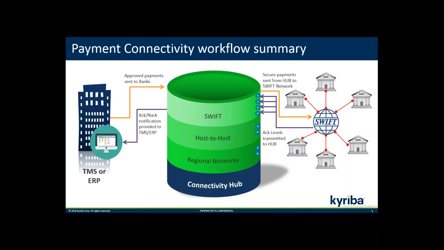We can't forget about that piece of it. So those ACKs for short, or acknowledgments, basically the confirmations of the payments, are being sent via whatever protocol you connected to the bank in the first place, be it Swift, be it an FTP or host-to-host connection, be it the regional networks, and they're being sent back to your treasury system so that you know everything that you sent actually was received, actually was processed, etc.